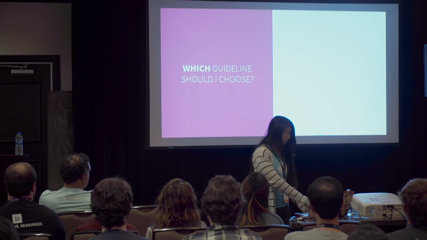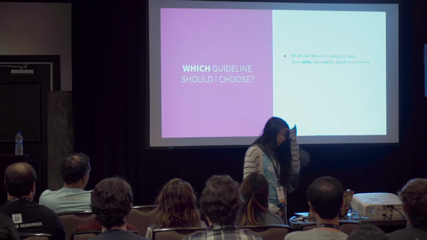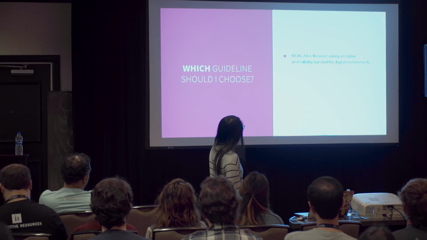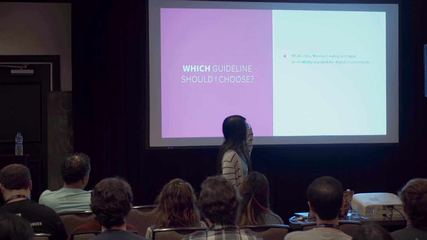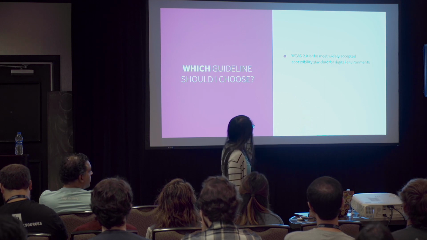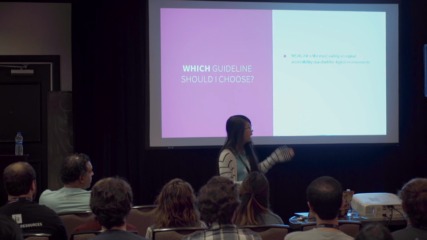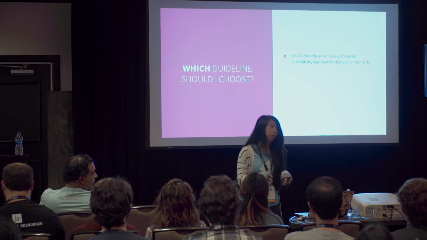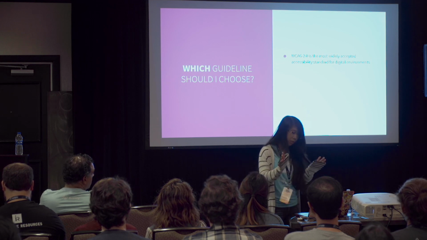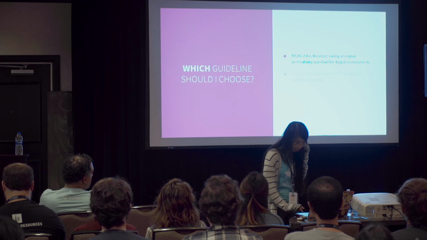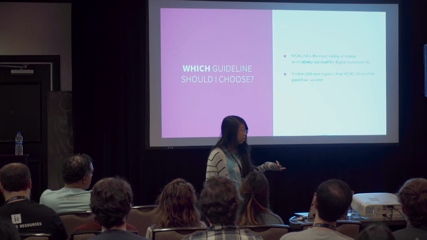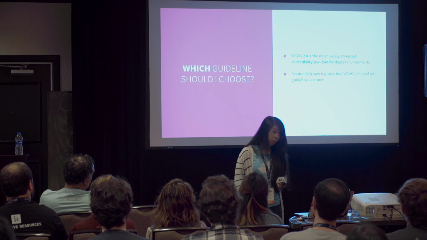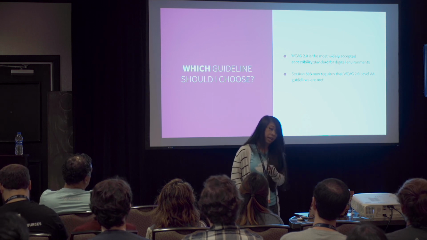So which should I choose? WCAG 2.0 is the most widely accepted accessibility standard for digital environments. I mentioned WCAG 2.1. That's actually a newer specification, which includes WCAG 2.0, but it has additional stuff, which we'll see in a bit. But currently WCAG 2.0 is the most widely accepted standard. Last year, Section 508 was actually refreshed. So it now requires that you follow WCAG 2.0, level AA.